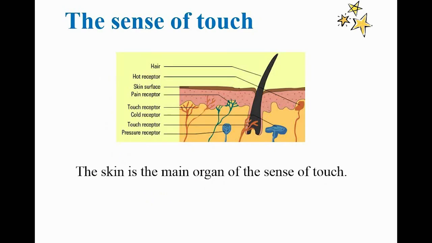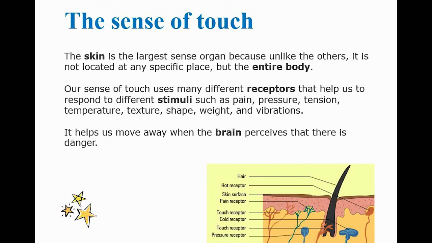Okay, we go to a new sense, the sense of touch. The sense of touch is very interesting because we perceive different things like temperature. We also perceive small pressure. We perceive strong pressure. Also, we can receive pain. So we can say that the skin is the main organ of the sense of touch. The skin is the largest sense organ because, unlike the others, it is not located in one specific place. It is located everywhere in your body, all around your skin. We send all that information to the brain.